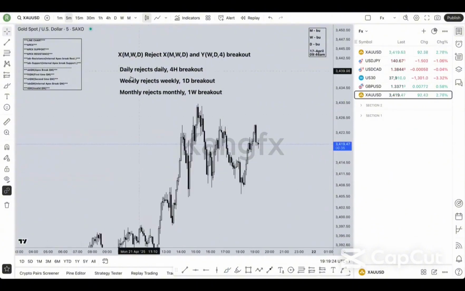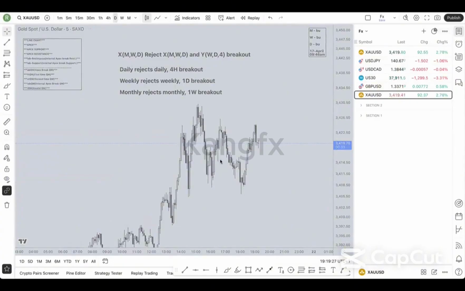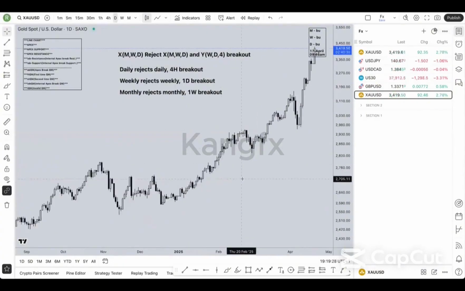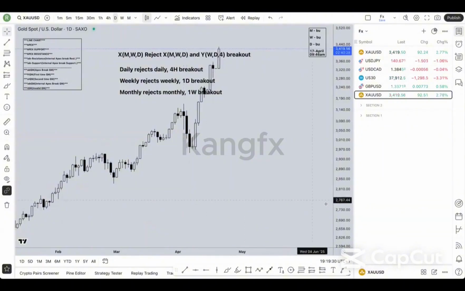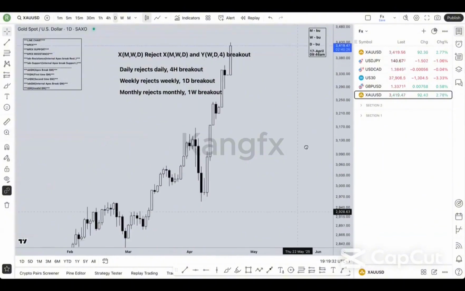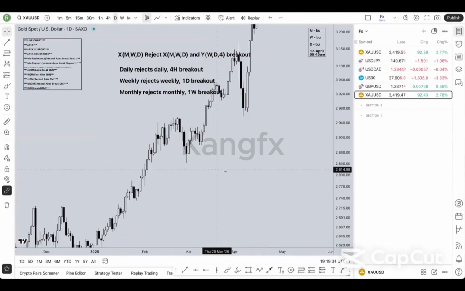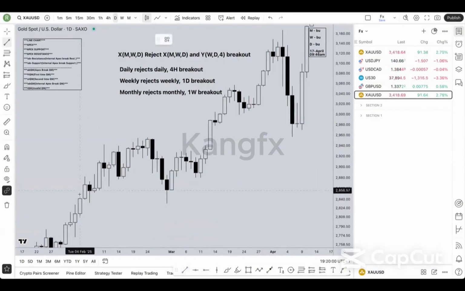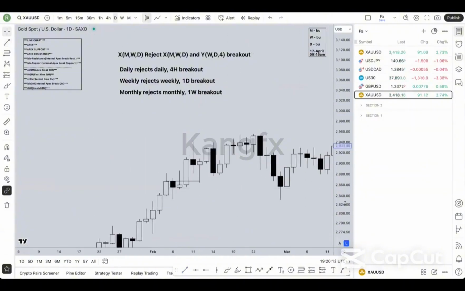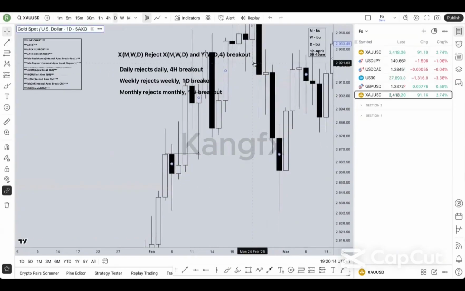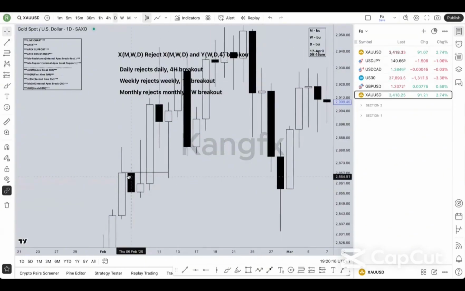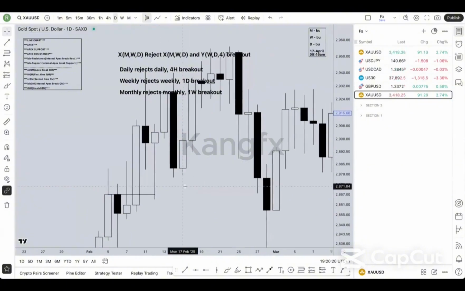Let's look for a rejection. Let's start with daily. To know when a storyline begins, look at this. We have this RBS here. You see that rejection? This is what we call rejection. This is the RBS, top of the RBS. Then this candle came and rejected.